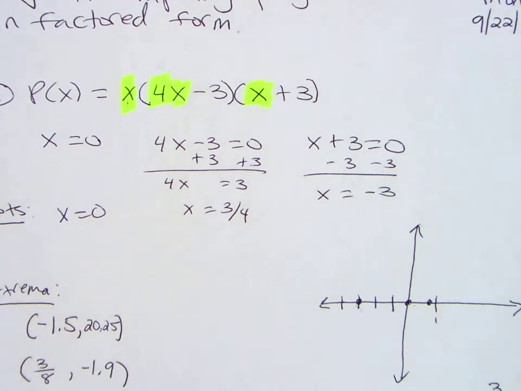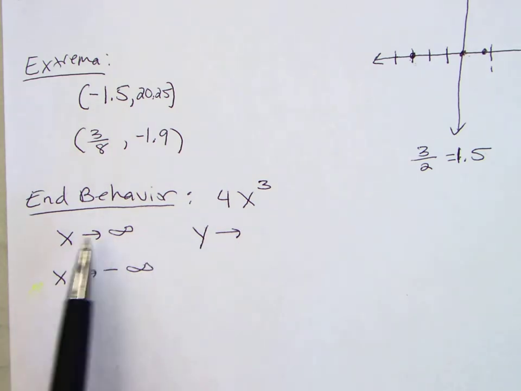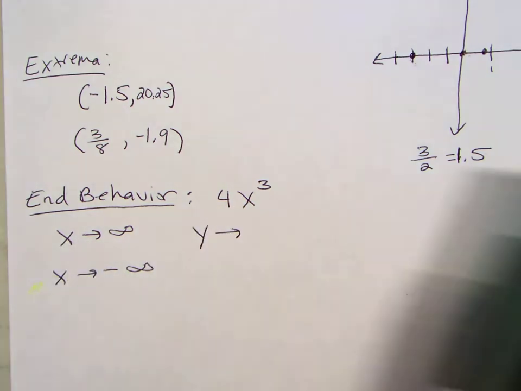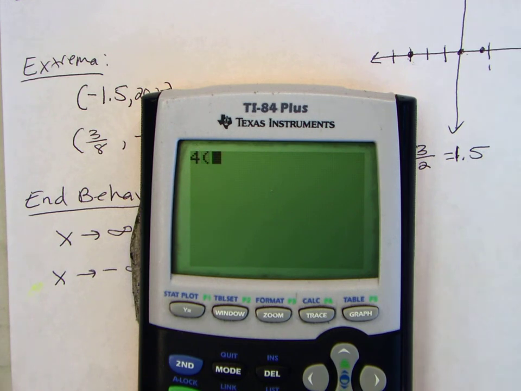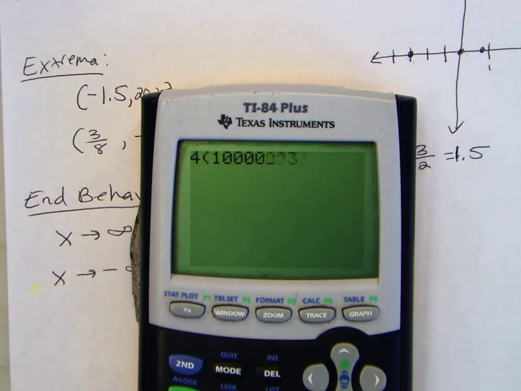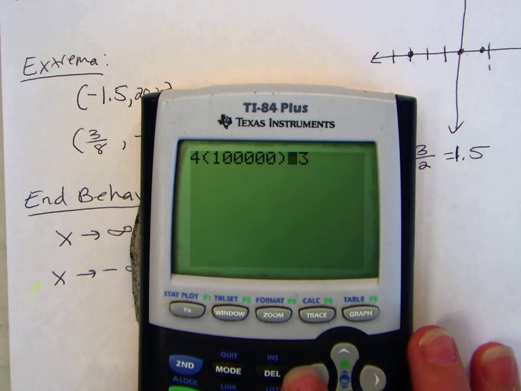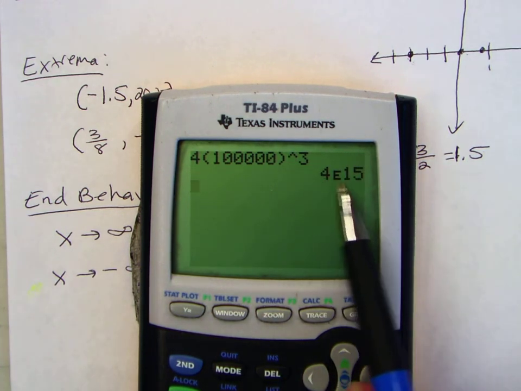As x goes to infinity, what's happening to the y value? The idea here is the x value gets really, really big. Let me grab the calculator for some of you who are having trouble with this. 4 times something to the third. Now I want to plug something in. Let's plug in 100,000.